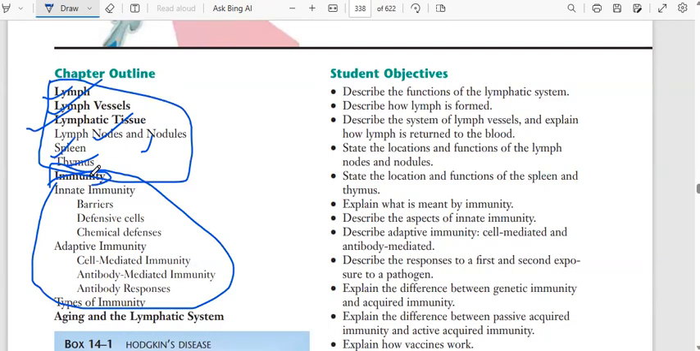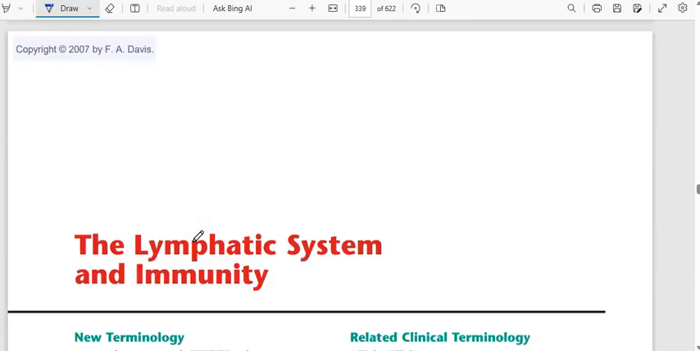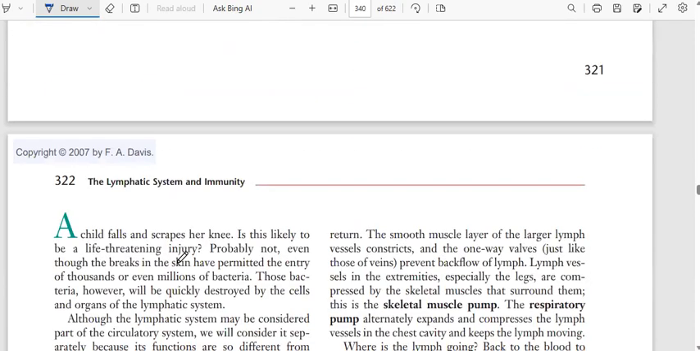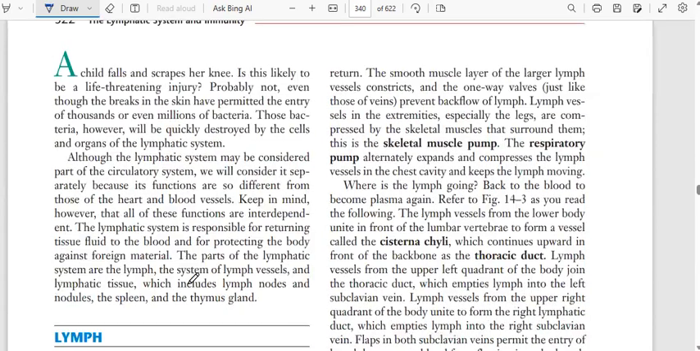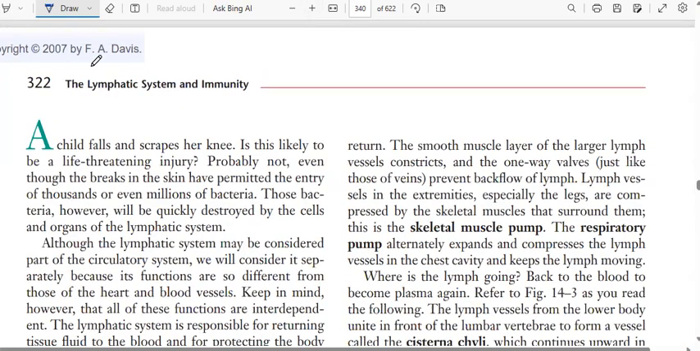So both are related to each other. So that's the reason two chapters are given in one chapter. Okay, and we have different types of boxes also: Hodgkin's disease, AIDS, diagnostic tests, vaccines, allergies, vaccines that have changed our lives. So it will be discussed in this class. So basically here some example is given, so we'll discuss that example and we will begin the lecture from here.